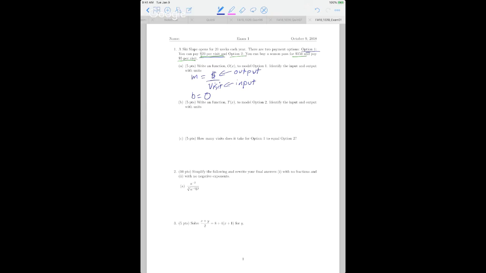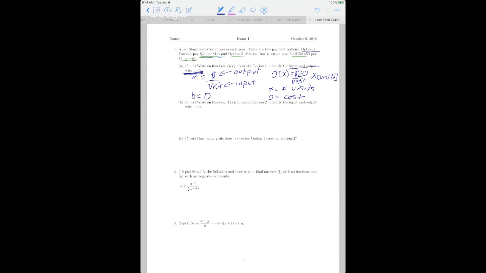Short story long, this looks like a very simple equation. O of x is equal to $20 per visit times x in visits. So where x is the number of visits and O is the cost. All right, so that's kind of what I was looking for on that one. There's your input and output with units, and that's how you'd go about that.